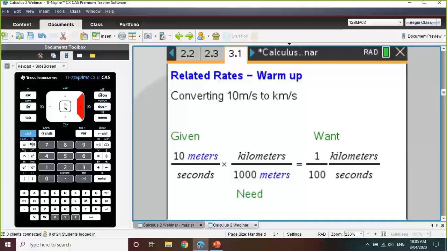And it's this sort of idea that can help us engage with such questions with related rates. If we think about balancing units, that can help us identify what we need to actually solve such a question, and also check our work as we go along.